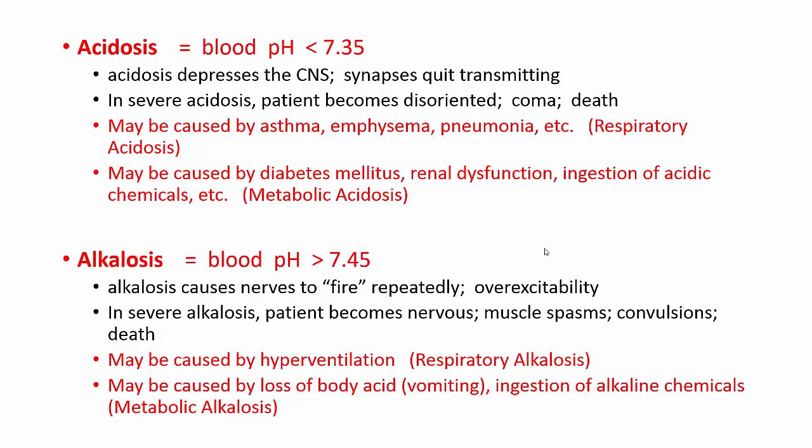On the other hand, we have alkalosis. Alkalosis is where the blood pH goes higher than 7.45. Alkalosis causes nerves to fire repeatedly, so they're overexcited. In severe alkalosis, the patient becomes nervous. They can have muscle spasms, convulsions, and then ultimately result in death as well. If it's a respiratory alkalosis, it can be caused by hyperventilation. If it's a metabolic alkalosis, it could be caused by loss of body acid through like vomiting or ingestion of alkaline chemicals.